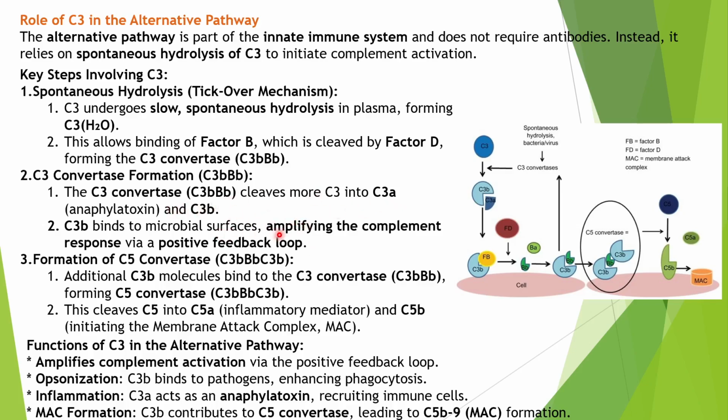This amplification is very important, and formation of C5 convertase occurs with C3b, Bb, and C3b again. So an additional C3b molecule binds to the C3 convertase, forming C5 convertase. This now cleaves C5 into C5a and C5b. C5b then initiates the membrane attack complex.